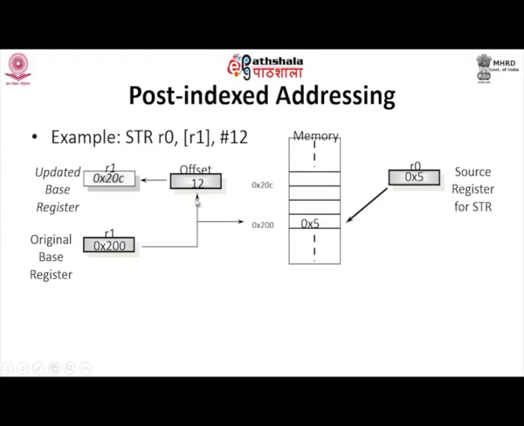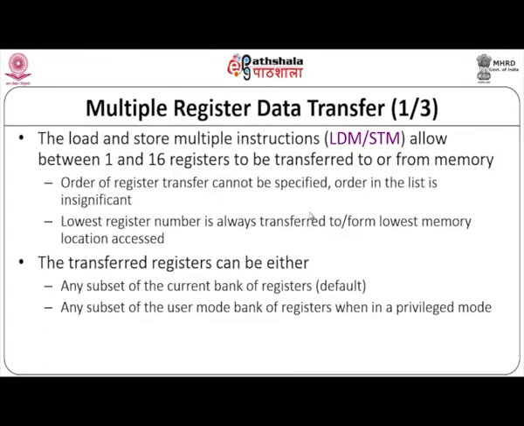Post-indexing is a similar scenario. The only difference is that we write the effective address into R1 only after copying or storing the content. So the initial pointed address of 200 is where I store the R0 value. Previously I stored it in 20C, now it stores this 5 in 200.